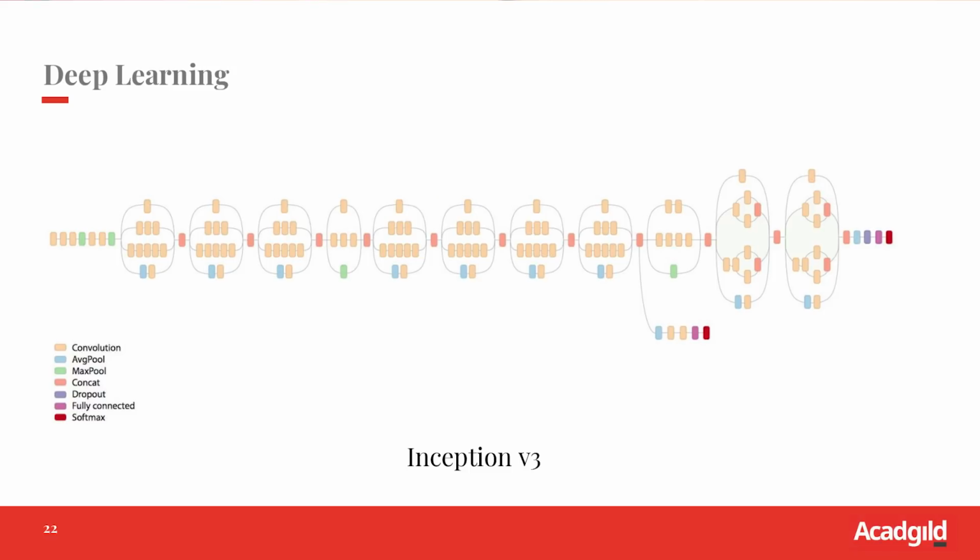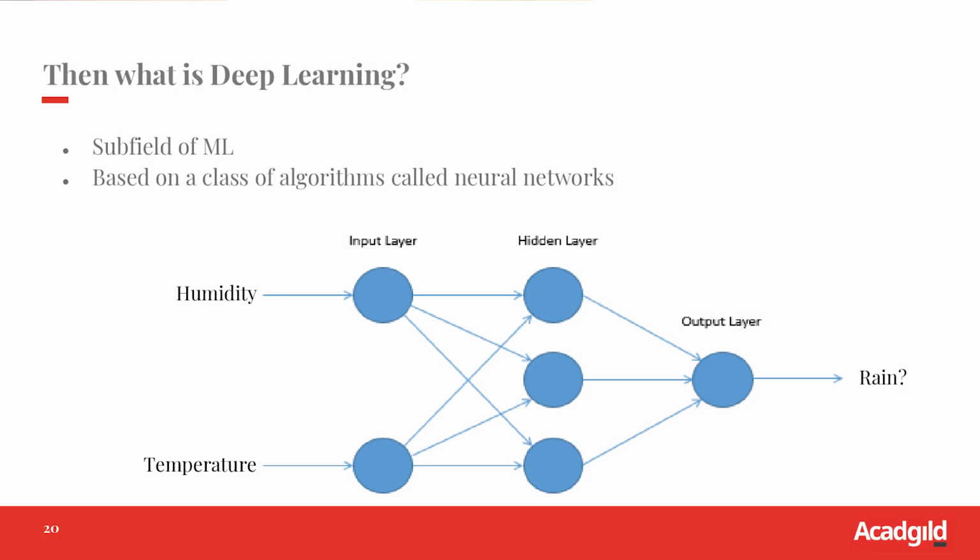Like in each layer you have multiple such neurons, and this is a model called Inception V3 by Google, just to give an example of how complex it can get. What we call deep learning is nothing but a deeper architecture. This is what we call a neural network. If you have more hidden layers, we call it deep learning.